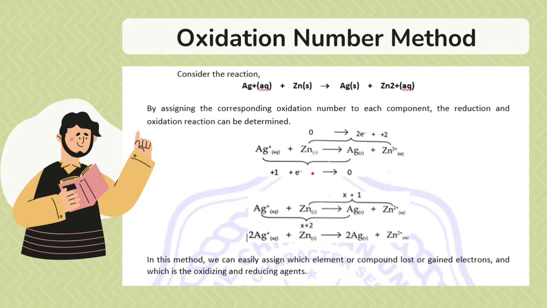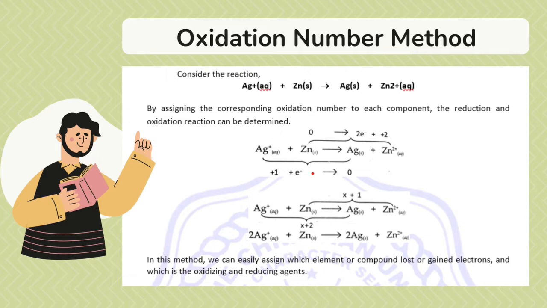It can be seen from the reaction. Consider that we have a reaction Ag+ (aqueous) plus Zn (solid) yields Ag (solid) and Zn2+ (aqueous). By assigning the corresponding oxidation number to each component, the reduction and oxidation reactions can be determined.